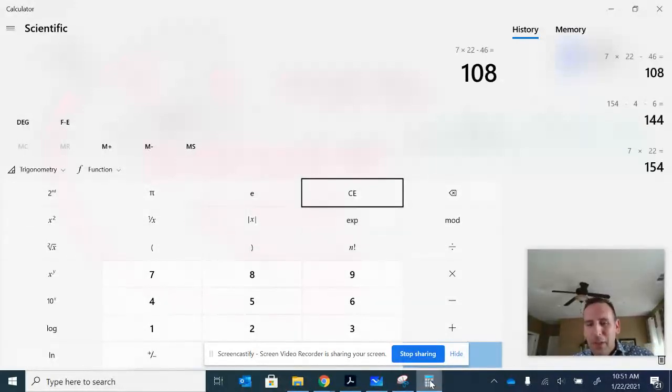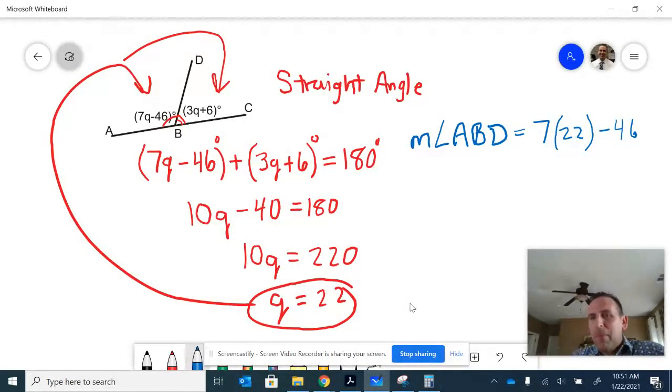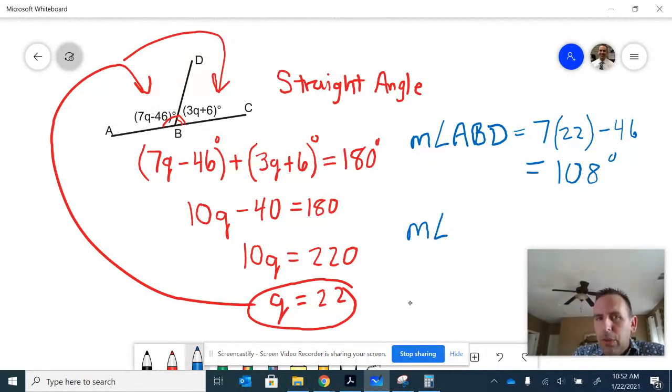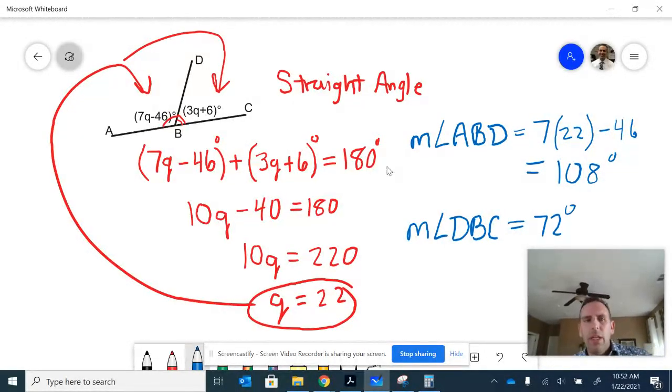There we go, 108. So that's the measure of angle ABD. Now you could either plug q into the other expression, which is probably the safe way to do it, or just realize that the measure of the other angle, the measure of DBC, will be what's left to make this supplementary or add up to 180. So if you have 108, you would need 72 more degrees to make that equivalent. You could plug in and make sure that that's the case. There you go.